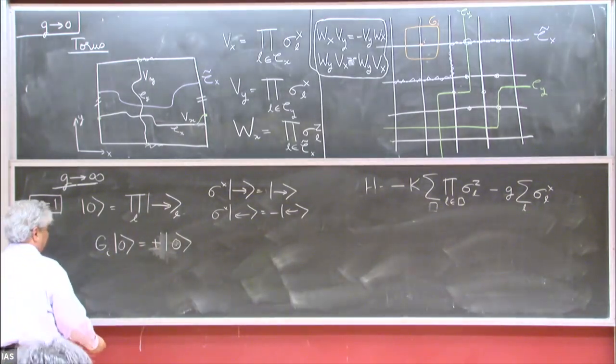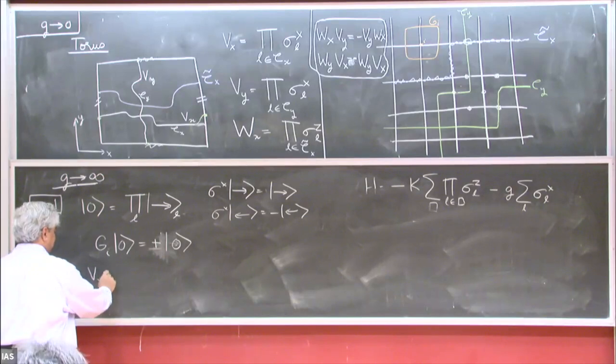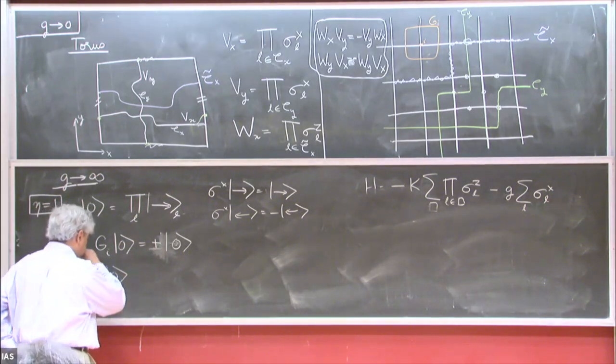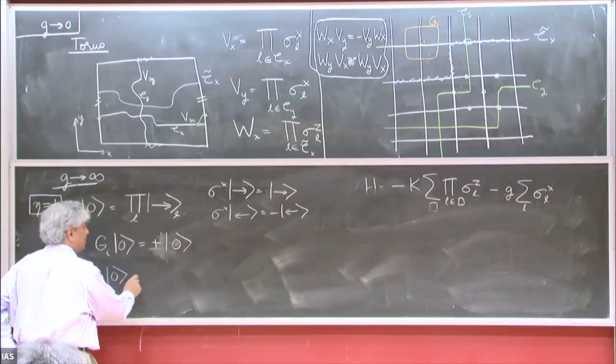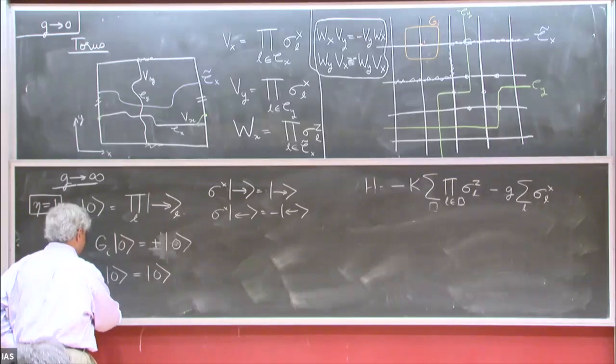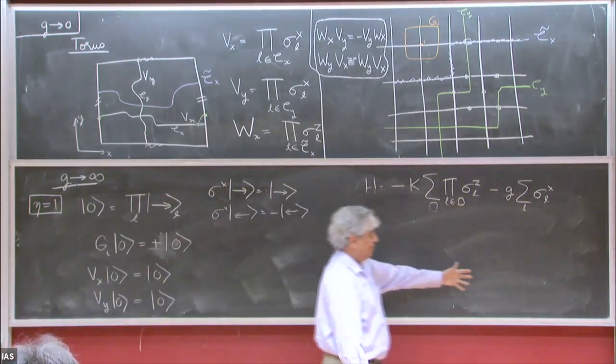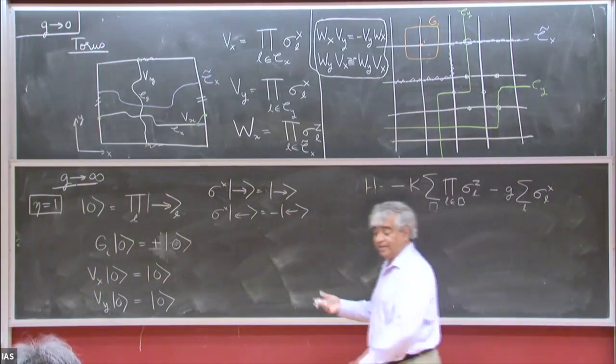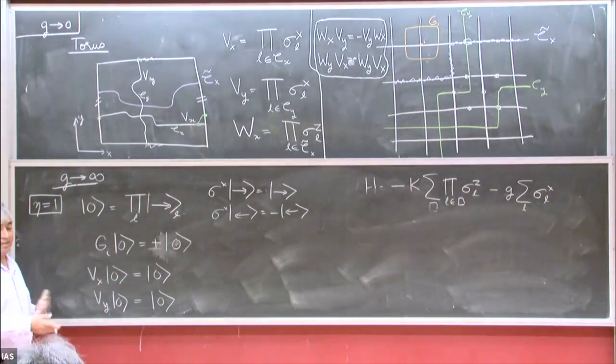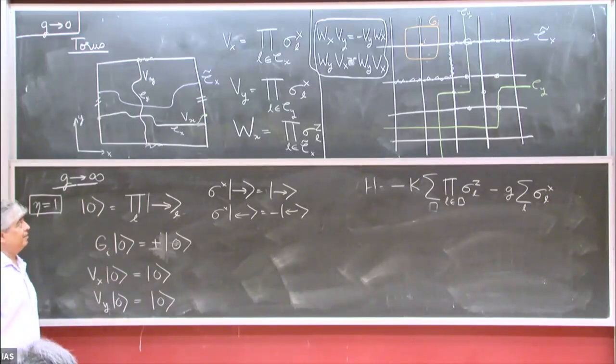And you can also ask, what are the quantum numbers of Vx and Vy? Well, Vx acting on this state is just one, and similarly for Vy. On the other hand, I have these four eigenstates that I wrote down. Those had eigenvalues Vx equals plus or minus one and Vy equals plus or minus one. If you wrote them in the Vx and Vy basis, you could also write them in the Wx and Wy basis, and they'll have eigenvalues plus or minus one in that basis too. But here, the Vx equals plus one and Vy equals plus one state is preferred. So on a torus, there's no degeneracy.